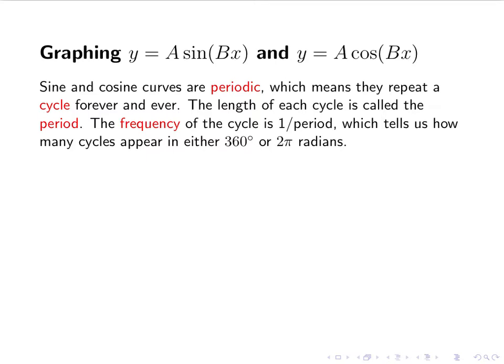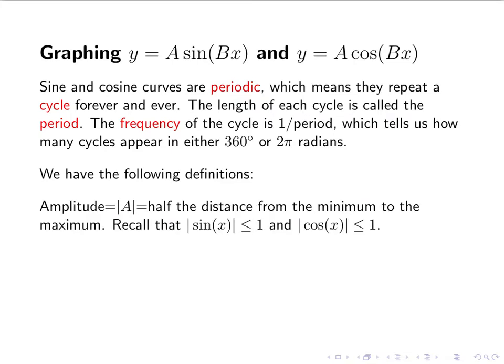The frequency of the cycle or the graph is 1 over the period, which tells us how many cycles appear in either 360 degrees or 2 pi radians, depending on which unit we're working with. So we have the following definitions. The amplitude, which is the absolute value of a, that coefficient in front of the trig function, is half the distance from the minimum to the maximum.